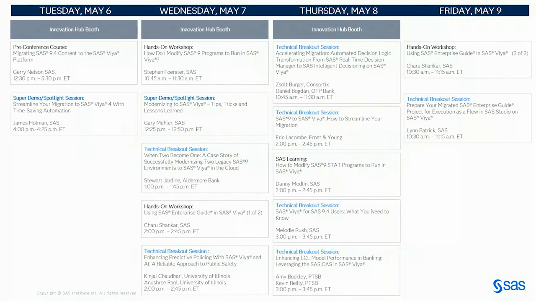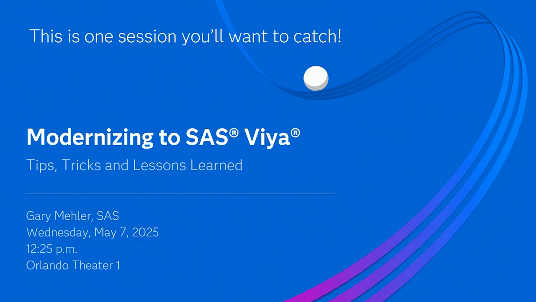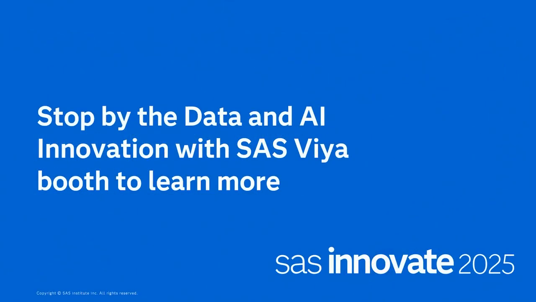There are a lot of migration presentations here at Innovate. Quite a lot of them, from various elements of, there's teaching workshops, there's various things, and there's one particular one tomorrow about modernizing the SAS Viya, and it's going to talk to you about some tips and tricks. Using some content assessment tools, using some other things, just to give you an idea of what you can do during migration. And finally, despite the name, please stop by the Data and AI Innovation booth with SAS Viya, because we're there to help you talk about migration and modernization.